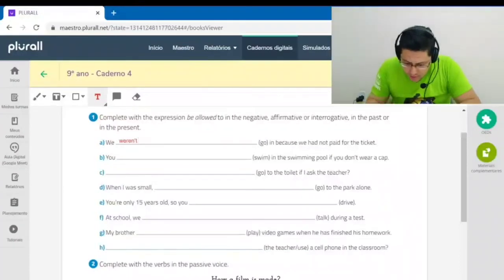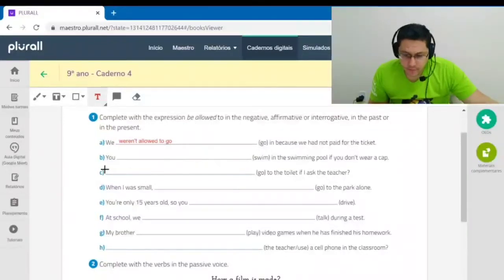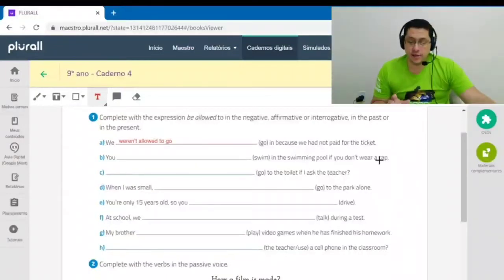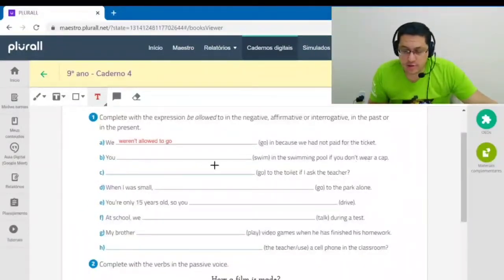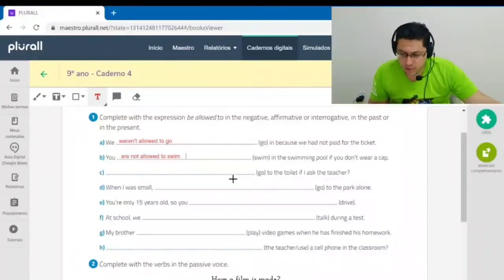We weren't allowed to go in because we hadn't paid for the ticket. You swim in the swimming pool if you don't wear a cap. If you don't é o condicional do presente. Então aqui é presente, só que continua sendo negativo. Tá? You are not ou you aren't. You are not allowed to swim in the swimming pool if you don't wear a cap.